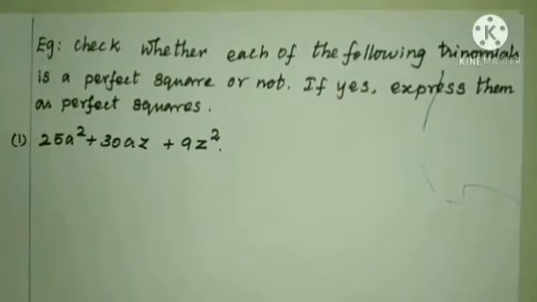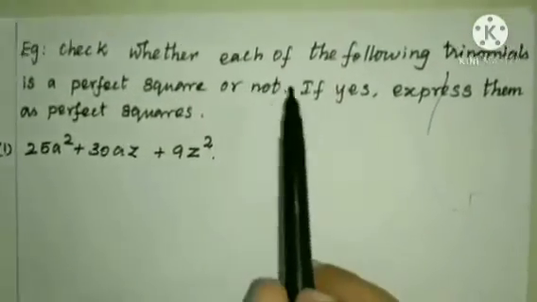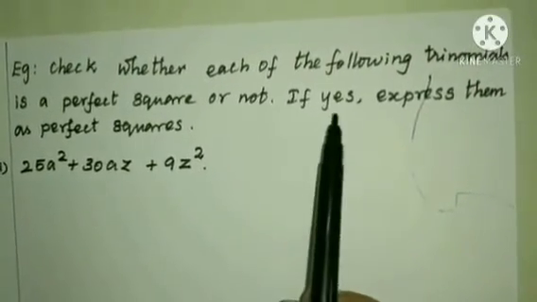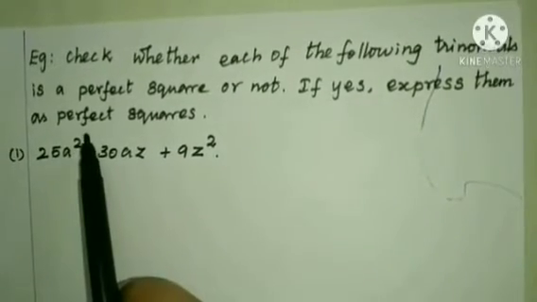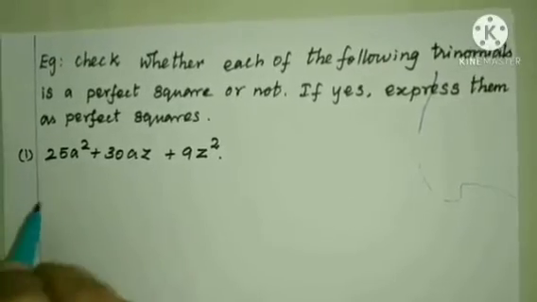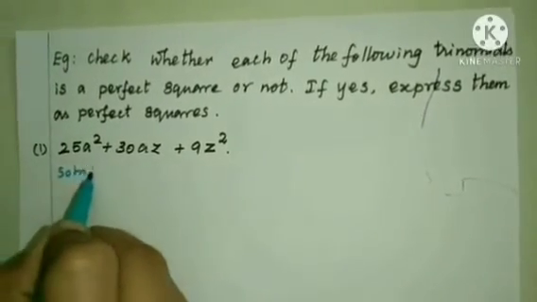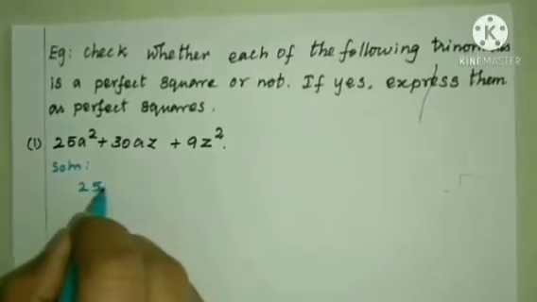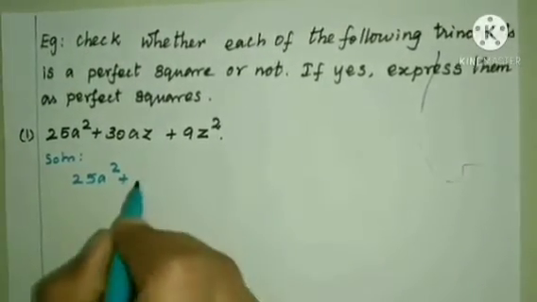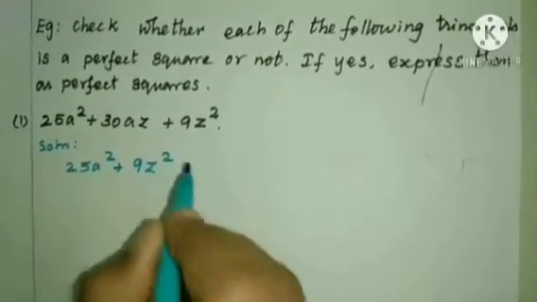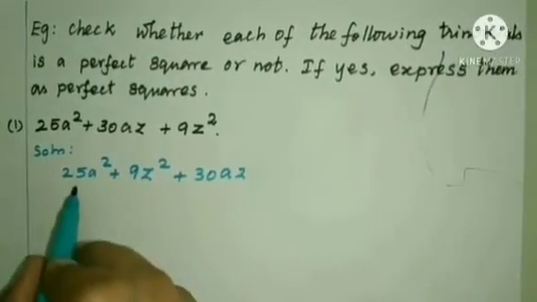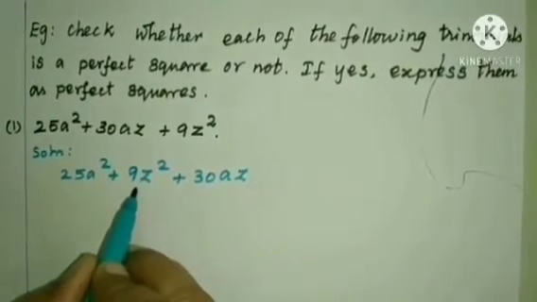Let us see some example sums. Check whether each of the following trinomials is a perfect square or not. If yes, express them as perfect squares. Here, the first question is 25a square plus, I can interchange the terms, 9z square plus 30az. Here first and second terms are perfect square numbers.